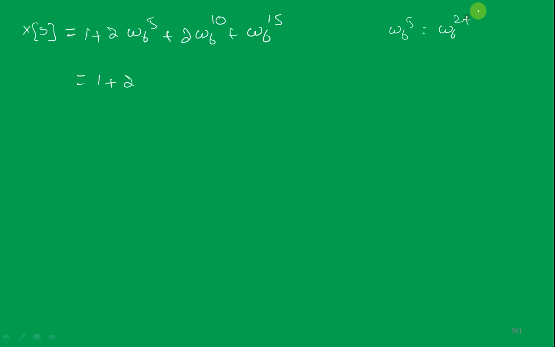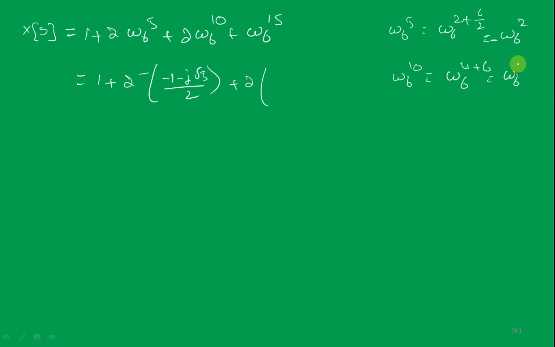W6 power 2 plus 6 by 2, W6 power 2, right? So what is the W6 power 2 here? Minus 1 minus j root 3 by 2, plus 2 W6 power 10. W6 power 10 means W6 power 4 plus 6. W6 power 4, what is the W6 power 4? Minus 1 plus j root 3 by 2.